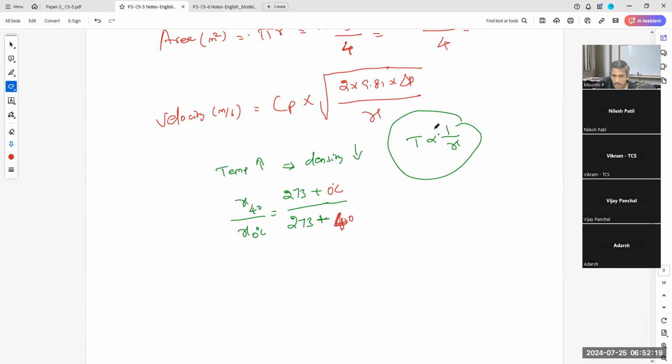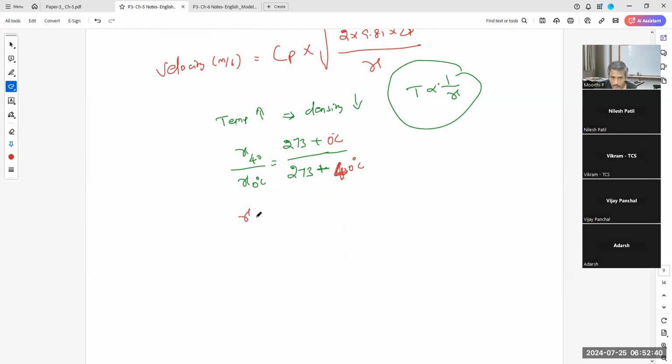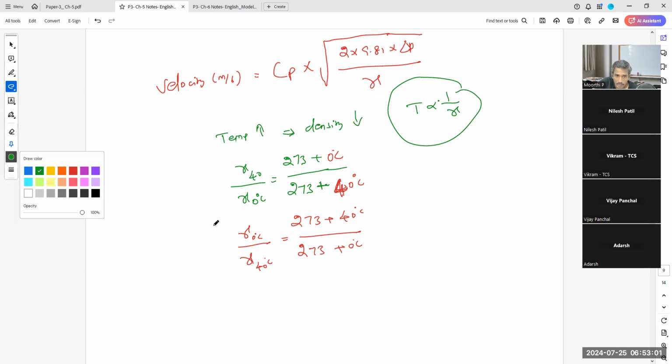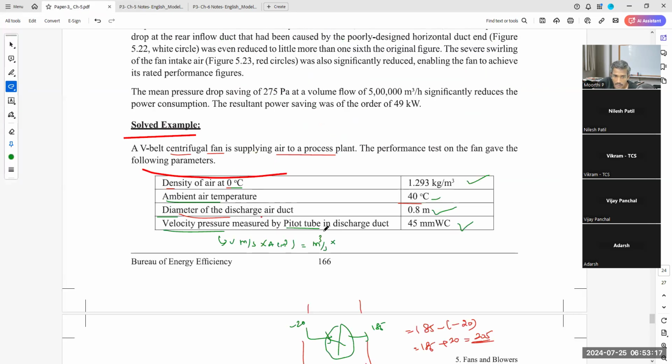Any doubt? Here density at 40 degrees Celsius, and here 0 degree, this inverse, na? Otherwise, you can write it like this also. Density at 40 degrees Celsius is 273 plus 40, divided by 273 plus 0. I need to calculate this value at 40 degree. Understood? I know the density at 0 degree, 1.293, na?